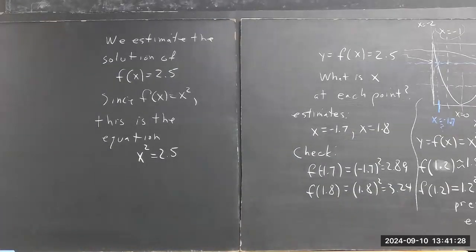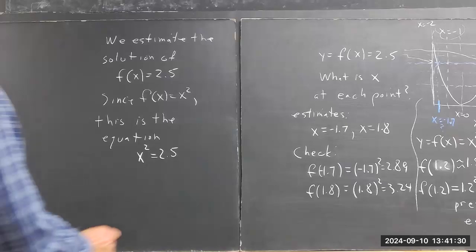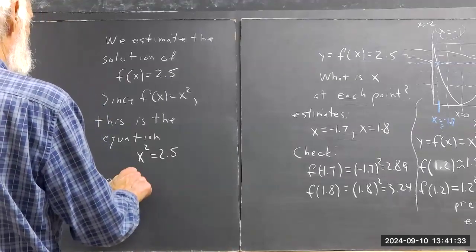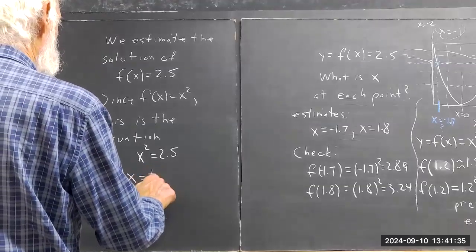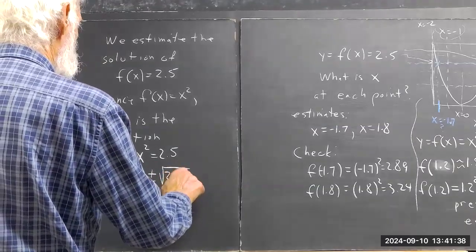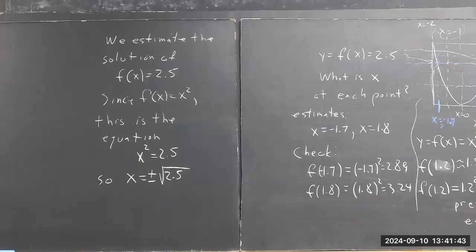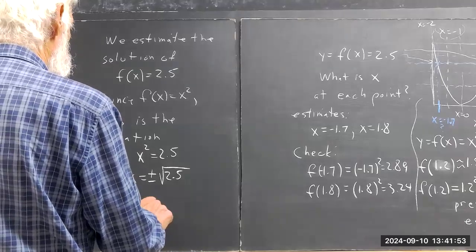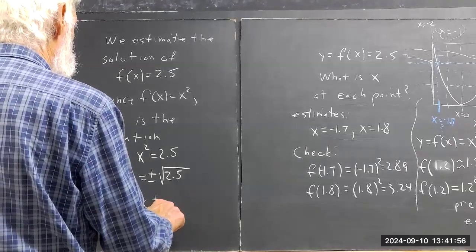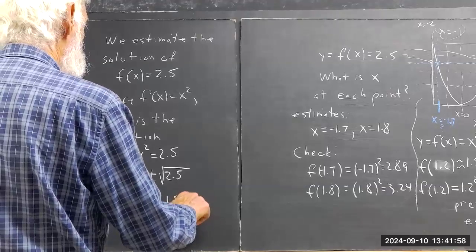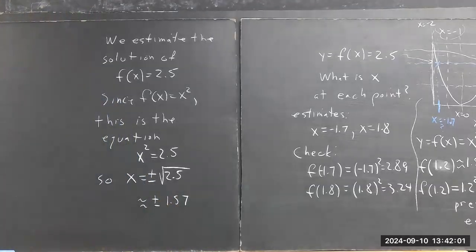Well, you can say that x is plus or minus the square root of 2.5. And then you can punch that into your calculator. I think it's probably pretty close to 1.57.